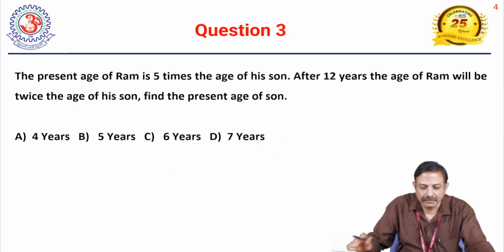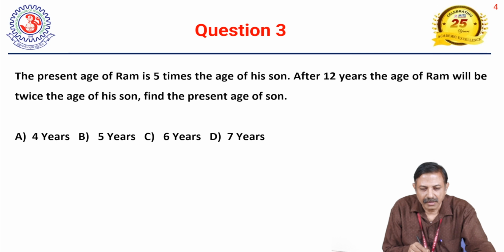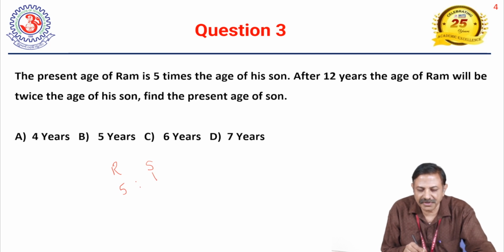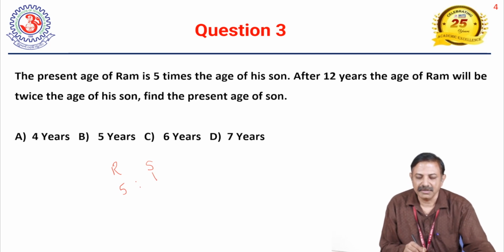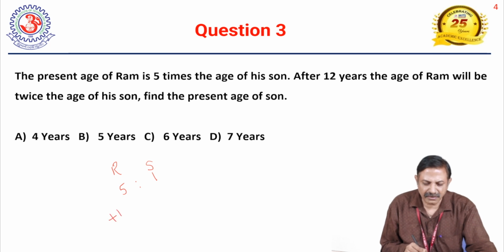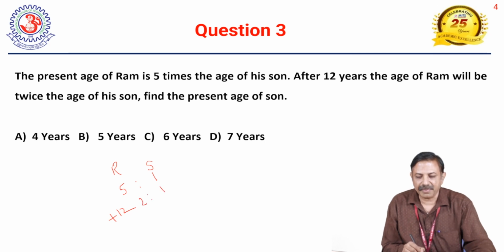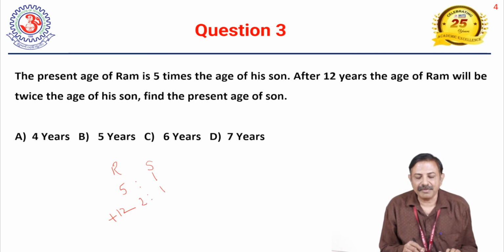Now let us see this question. Number 3. The present age of Ram is 5 times the age of his son. So there are two persons here. One is Ram, one is his son. Ram is 5 times, that means 5 is to 1 is the ratio. Because if Ram is 50 years, son will be 10 years. Ram is 5 times the son. After 12 years, means plus 12, the age of Ram will be 2 times, twice means 2 is to 1. See the second part. After 12 years, the age of Ram will be twice the age of the son. What is the present age of the son?